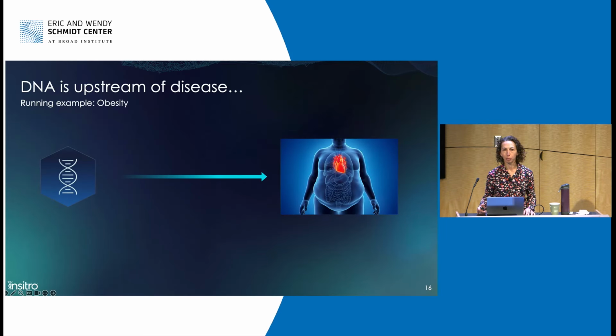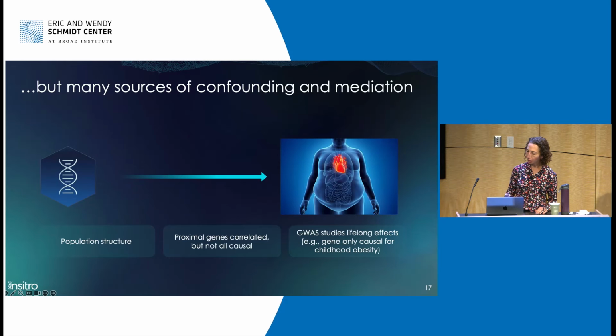And to think about this a little bit more deeply, let's look at an intuitive example of trying to find genetic drivers of obesity. What seems like a straightforward association study presents a number of challenges. One is confounding, where, as an example, proximal genes can have correlated haplotypes, but their causal function can be completely distinct. Another challenge is mediation, where our GWAS is really looking at lifelong effects. So some gene may be causal of childhood obesity, which may lead to adult obesity, but modifying that gene directly may have no direct effect on adult obesity.